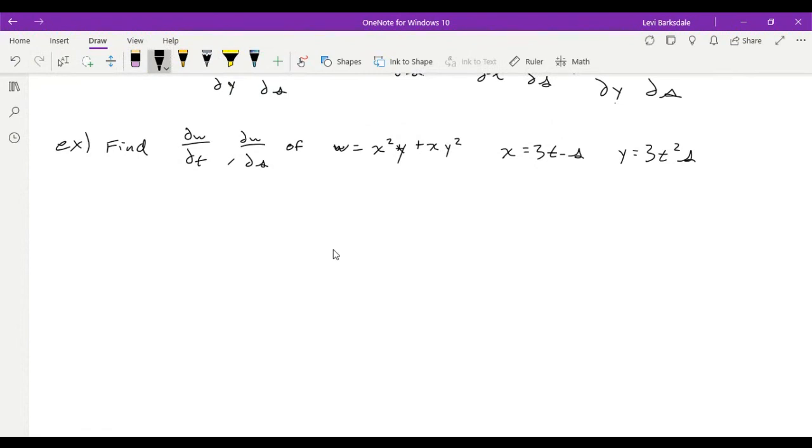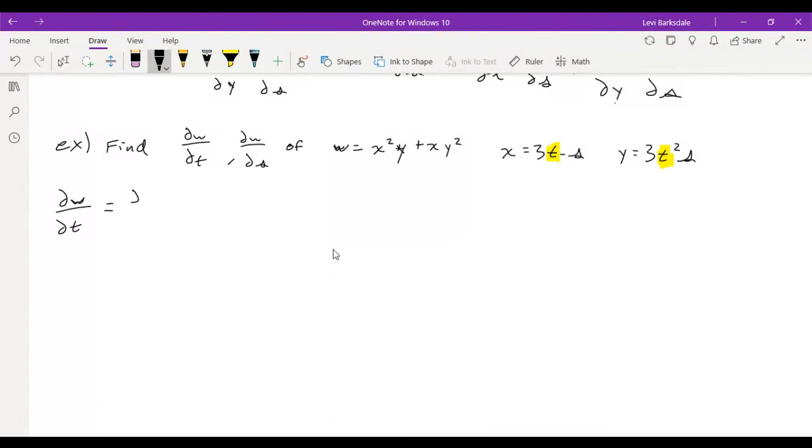Well, in order to find partial of w with respect to t, I simply identify all of my functions, all of my variables, that are dependent on t. In this case, I notice that my x has a t in it, my y also has a t in it. So both x and y are dependent on t.